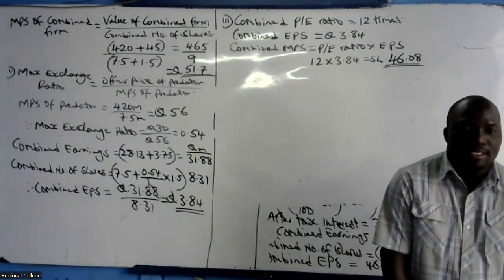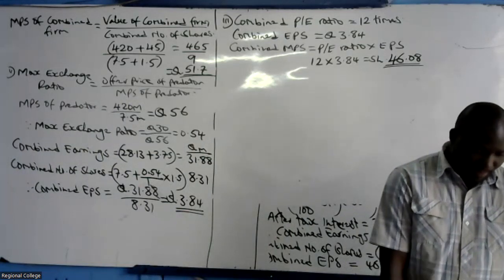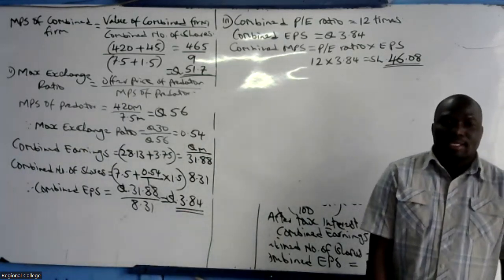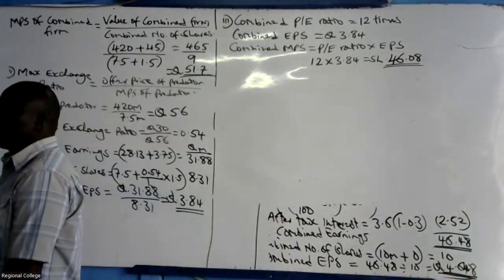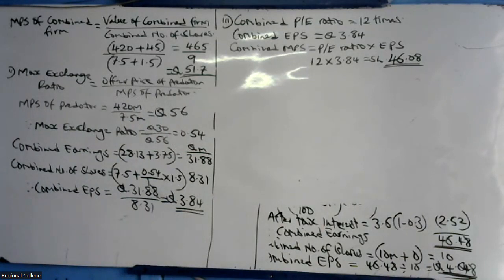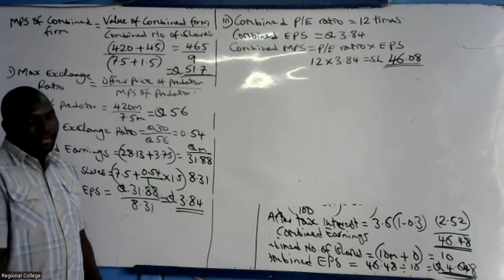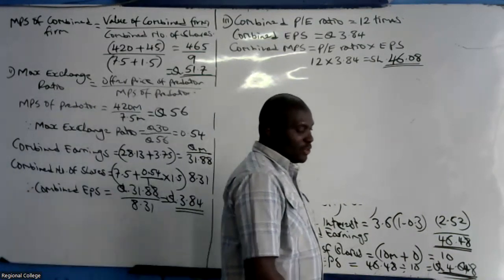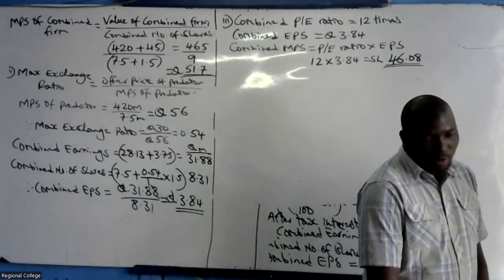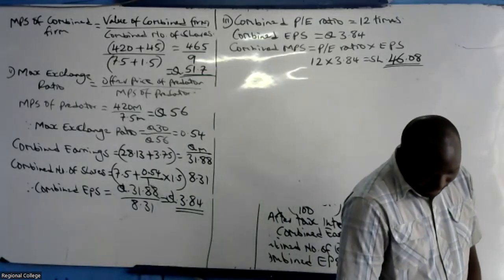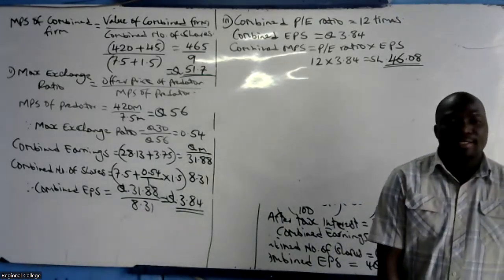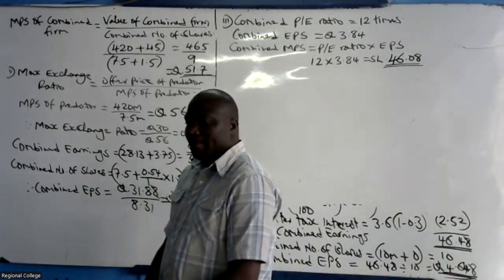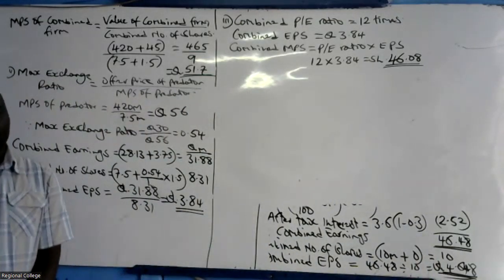So this means that the target firm should create more value, should bring more value to the combined operations. The target firm should bring more value to the combined operations. Just like that. They give 4 marks for free there.